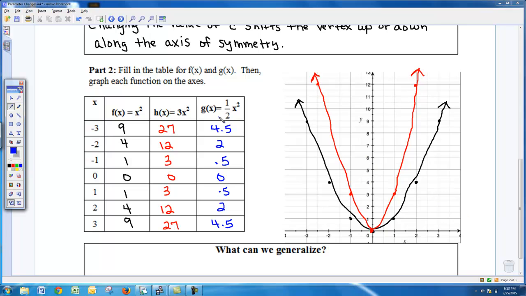Now let's graph y equals 1/2 x squared and see what the difference is. So our vertex is still at 0, 0, and then we've got 1 and -1 at 0.5. And we've got 2 and -2 at 2. So these values aren't getting big near as quickly. We've got 3 and -3 at 4.5.